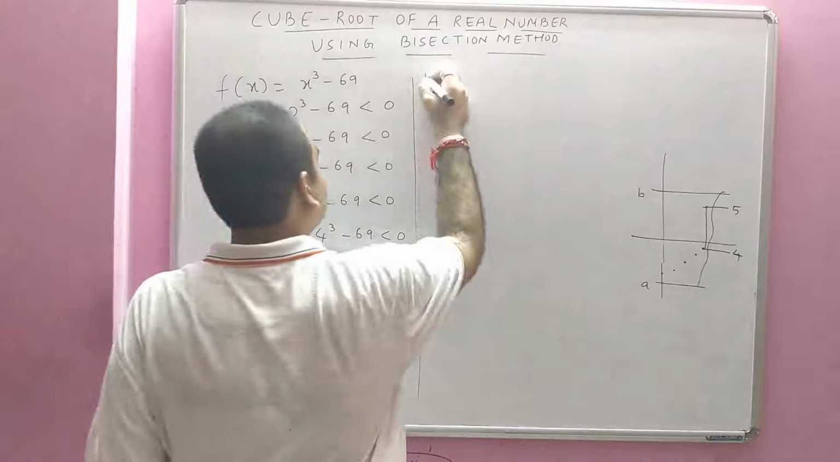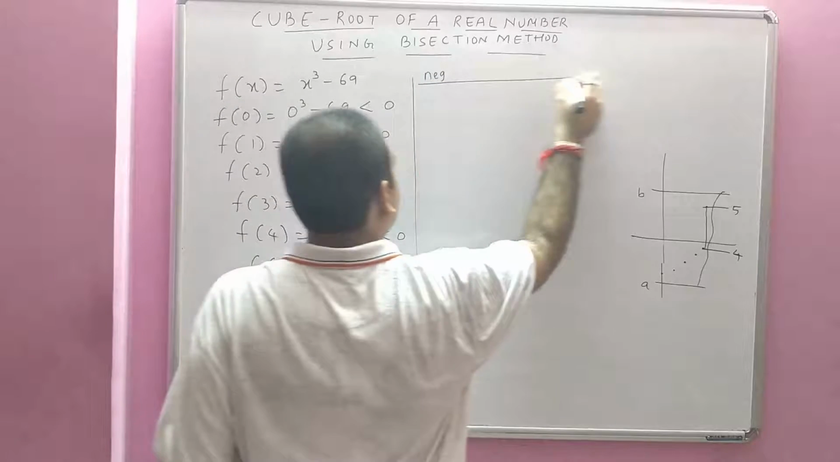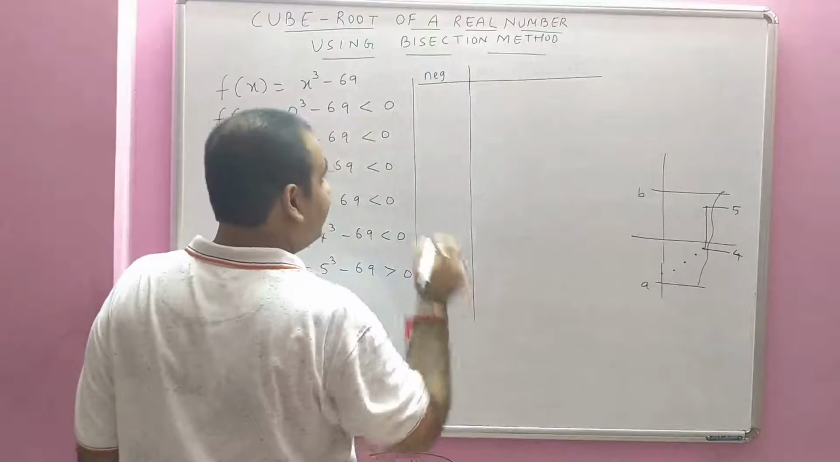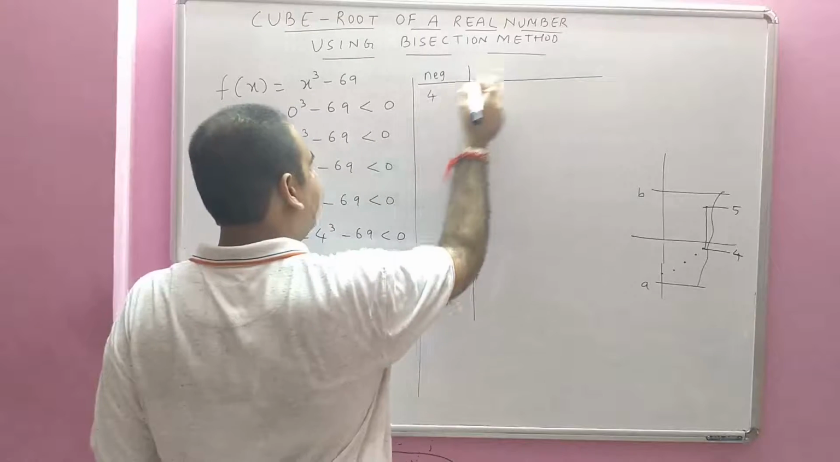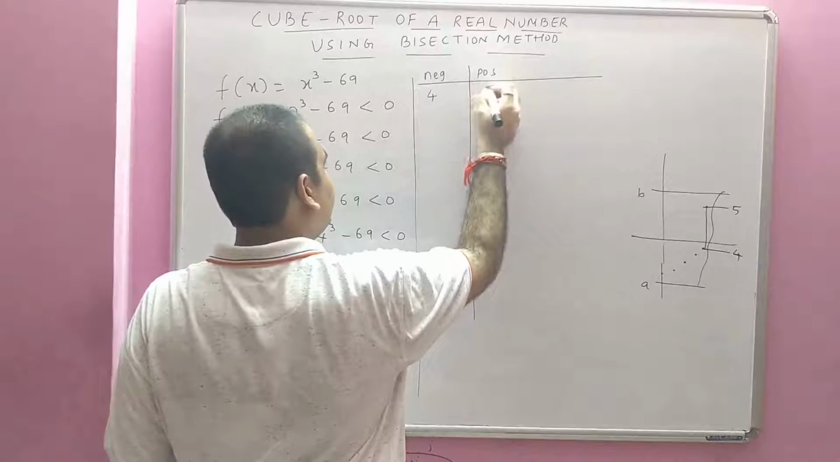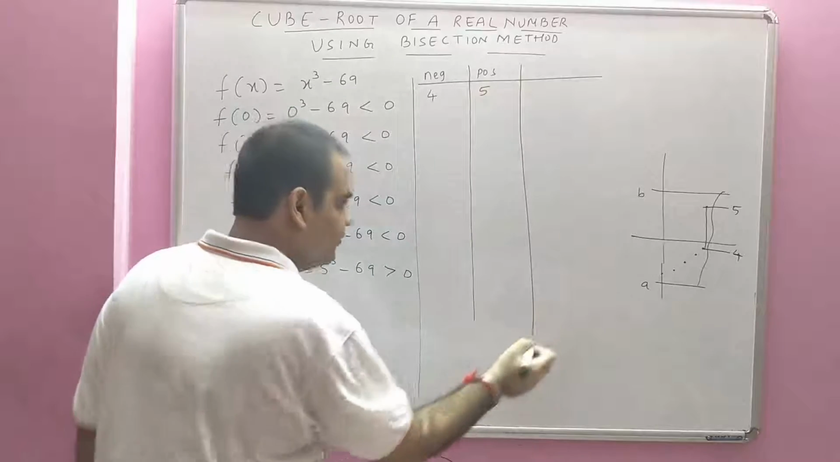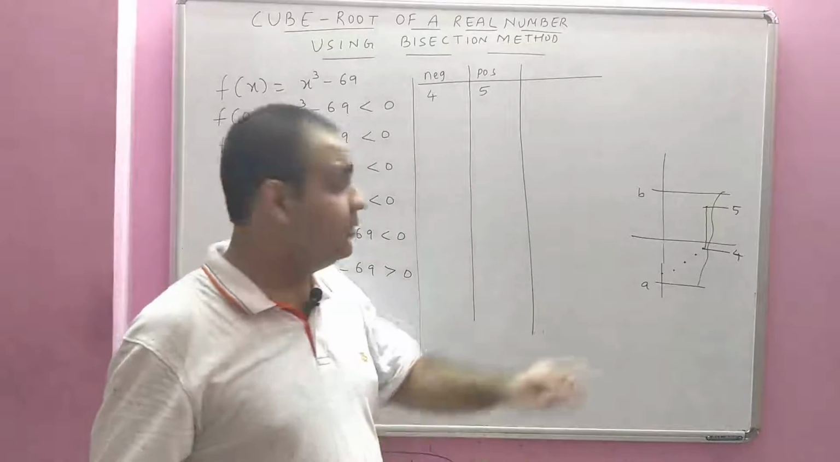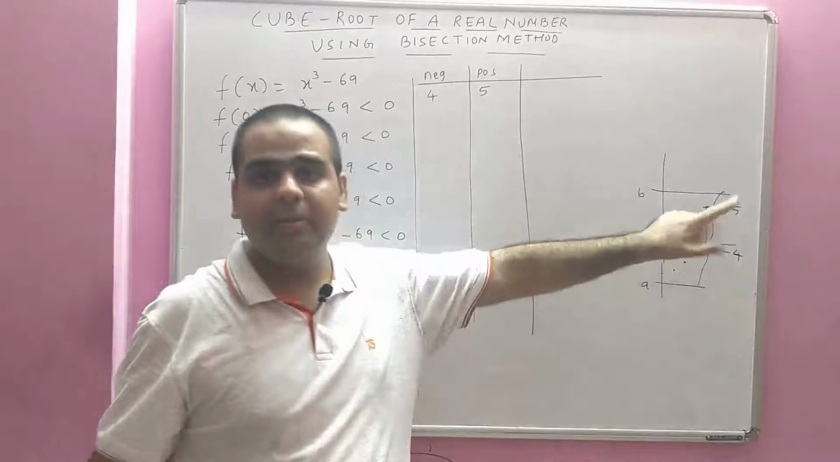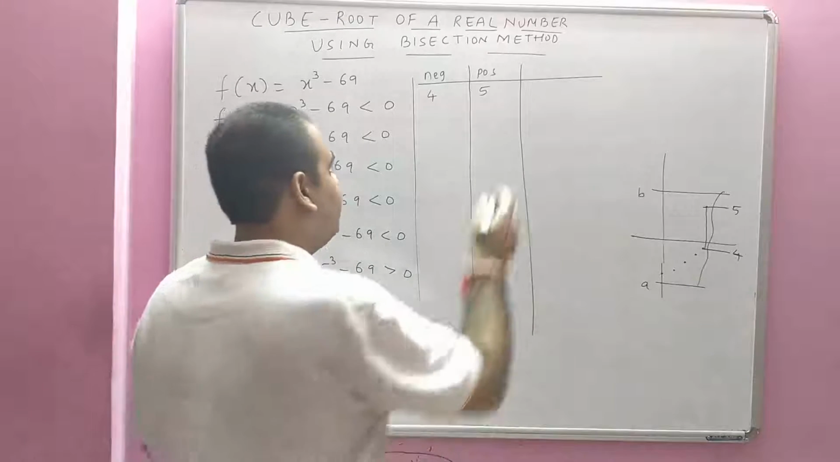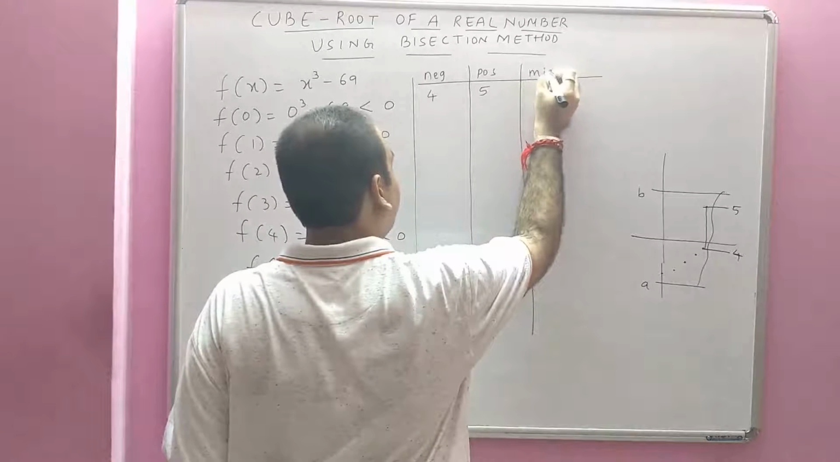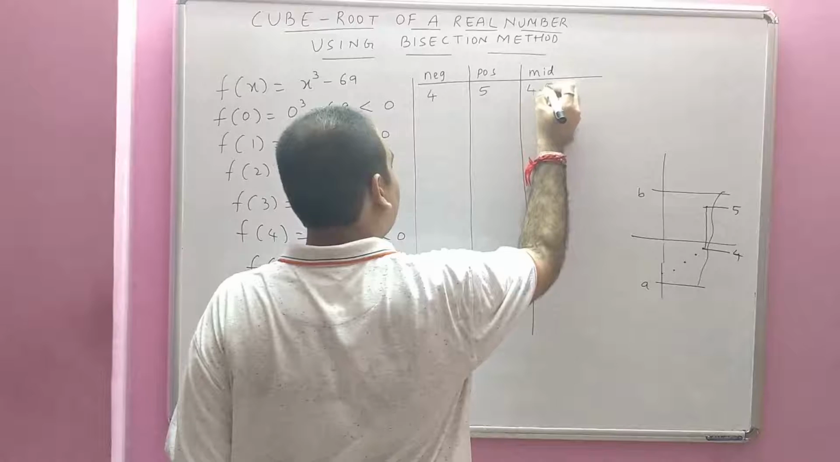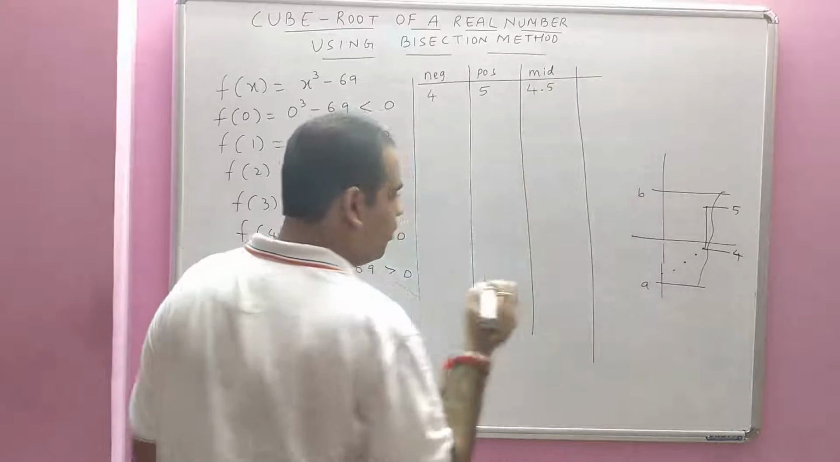Okay, now first the negative value. What is the negative value that we have taken? It is the 4 where we have got. Next is the positive value, which is 5. Now the root should be somewhere between 4 and 5. Bisect between 4 and 5. That means you need to find the midpoint. And what is the midpoint? 4 plus 5 divided by 2 is 4.5.